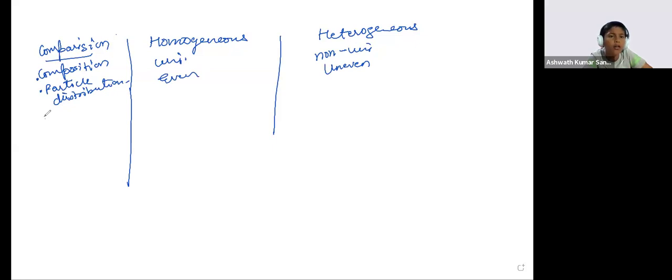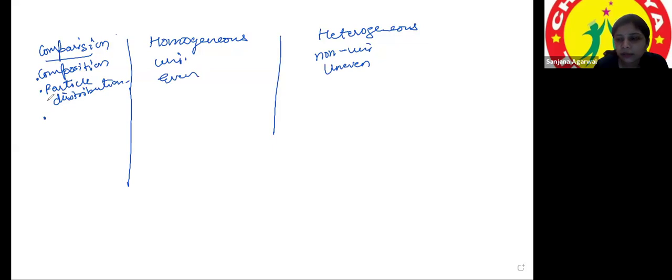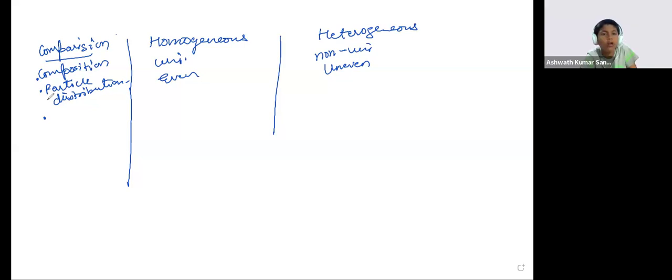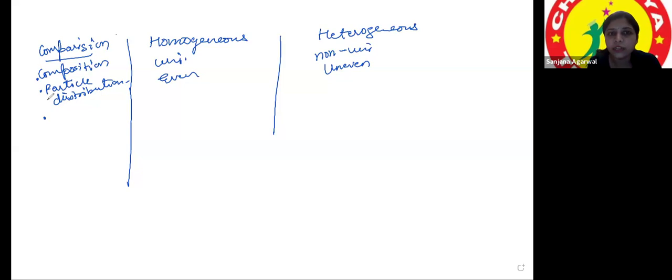Ma'am, what is composition unique? Composition means suppose we are mixing salt in water. So after stirring it for some time, the salt will be evenly distributed. In any quantity of that salt solution, you will find an equal amount of salt. If you take the same amount of volume and want to measure how much salt it contains, then you will find the same amount of salt in the same amount of solution.